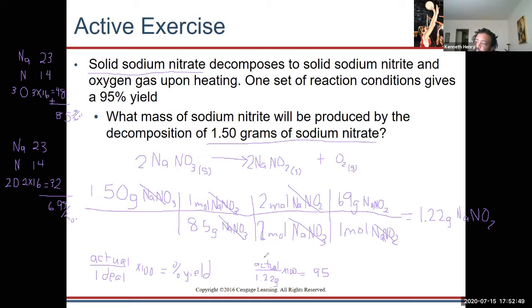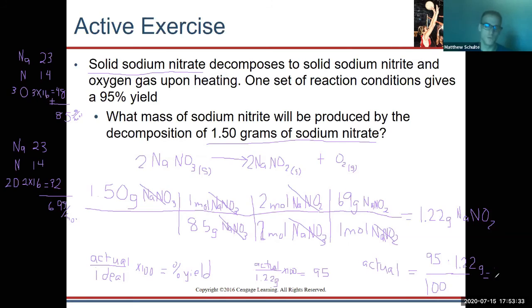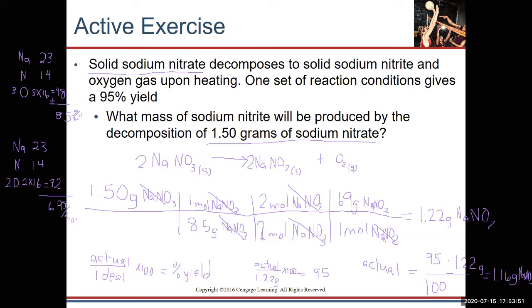Okay, so if we solve for this, we want to solve for actual. So we have actual equals 95 divided by 100 times our 1.22 grams. And what did you guys get? 1.16. 1.14. Okay, so that would be my actual. I'm running out of room. 1.22 divided by 100.